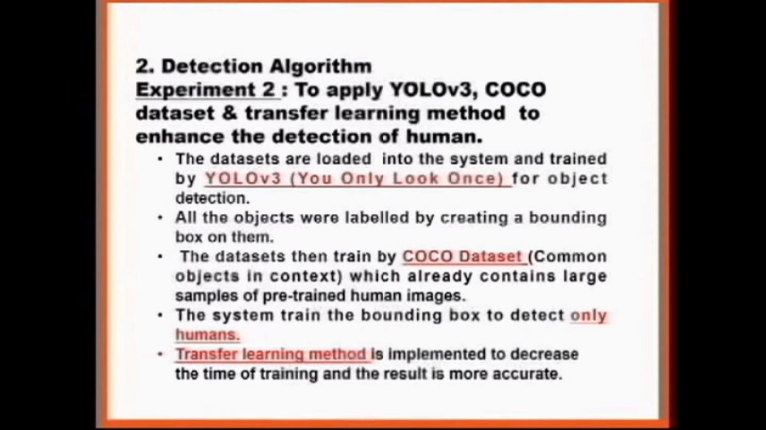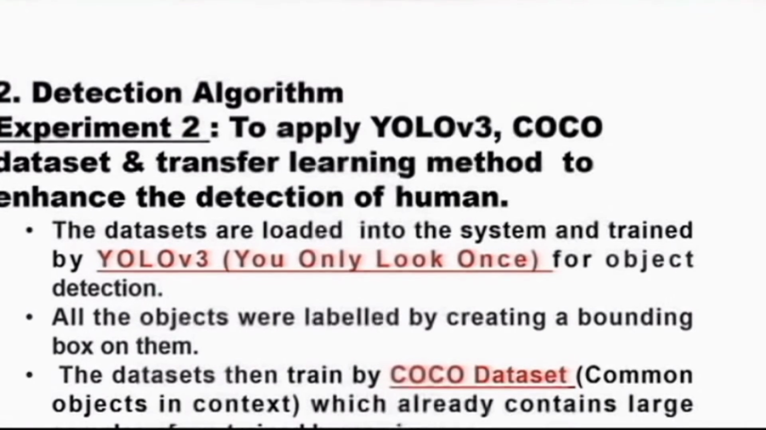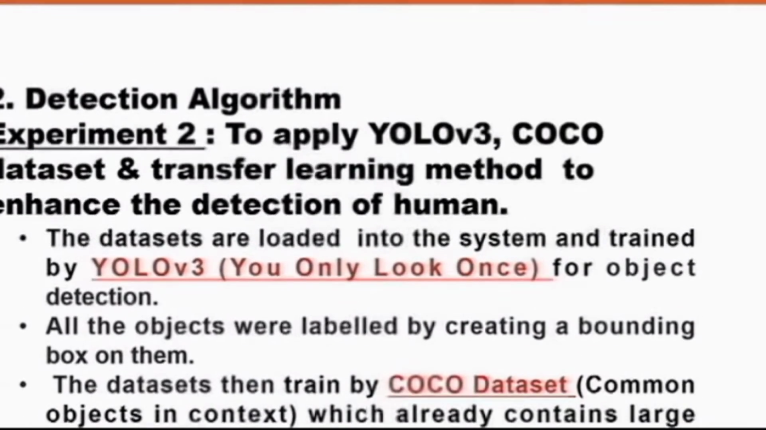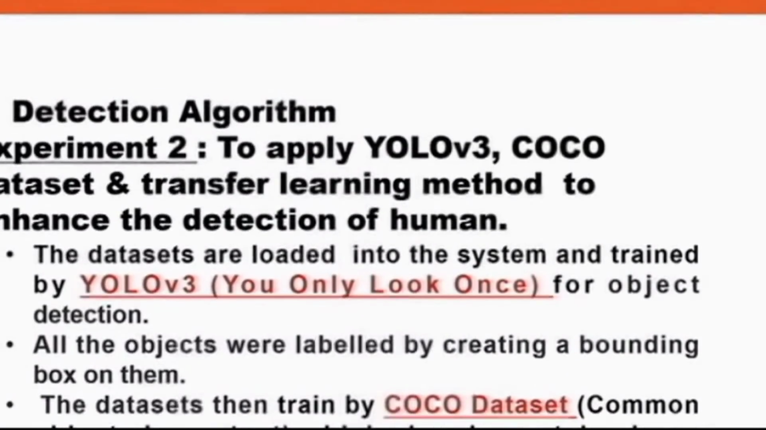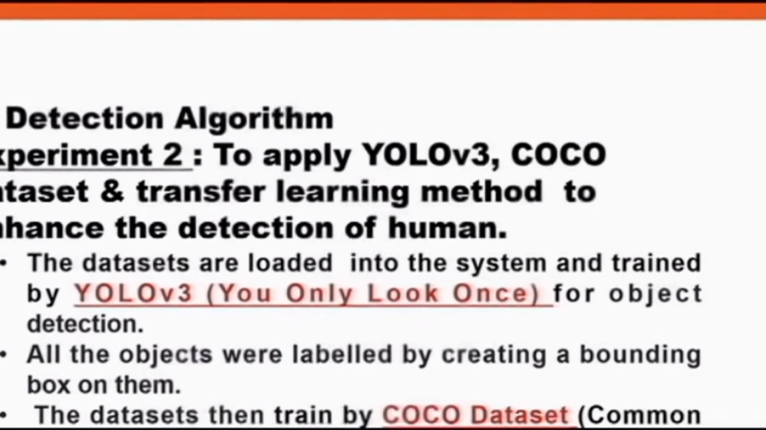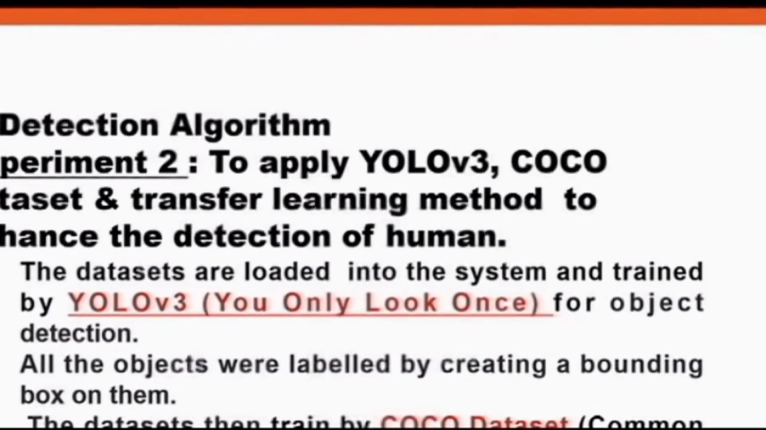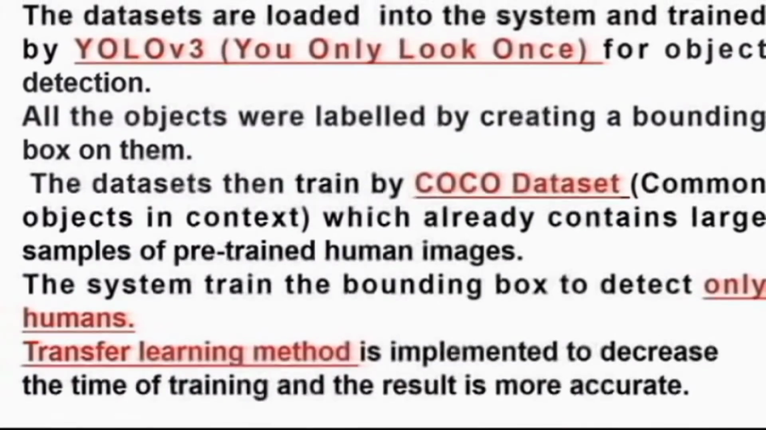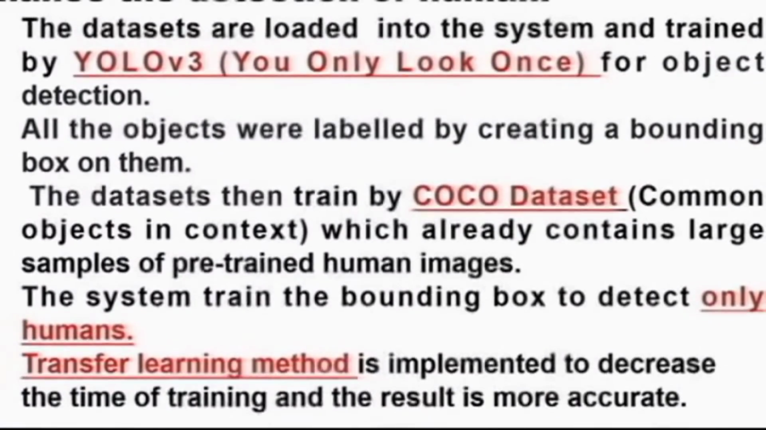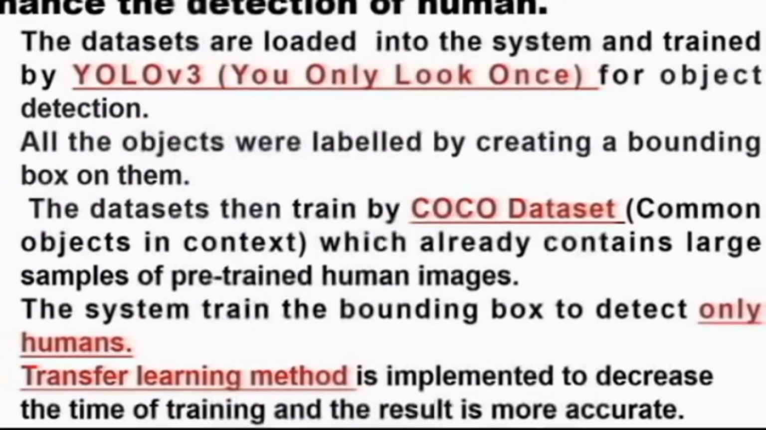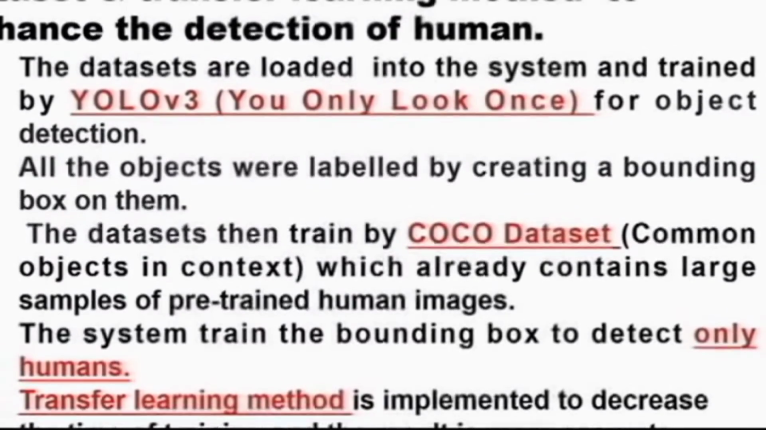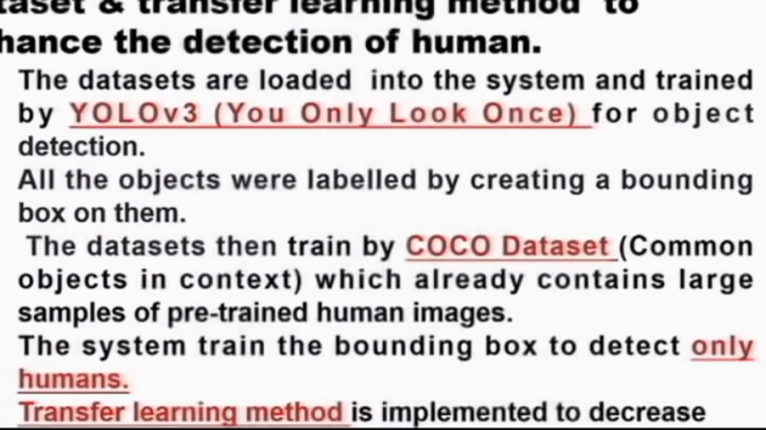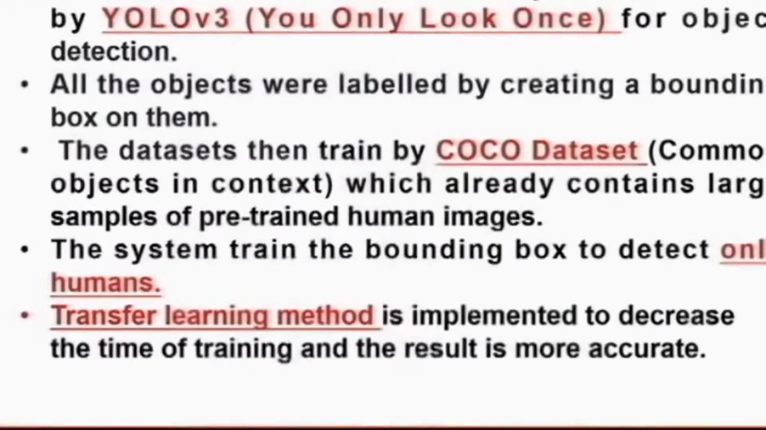Experiment 2. To apply transfer learning method to enhance the detection of humans. The datasets are loaded into the system and trained by YOLO, which stands for You Only Look Once, for object detection. All the objects were labeled by creating a bounding box on them. The datasets were then trained by COCO datasets, which stands for Common Object in Context, which already contained large samples of pre-trained human images. The system trained the bounding box to detect only humans.